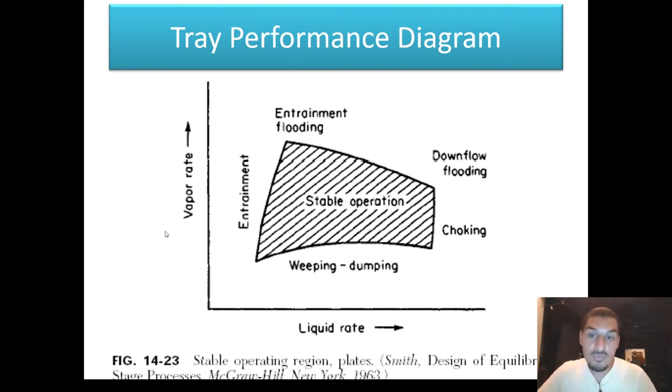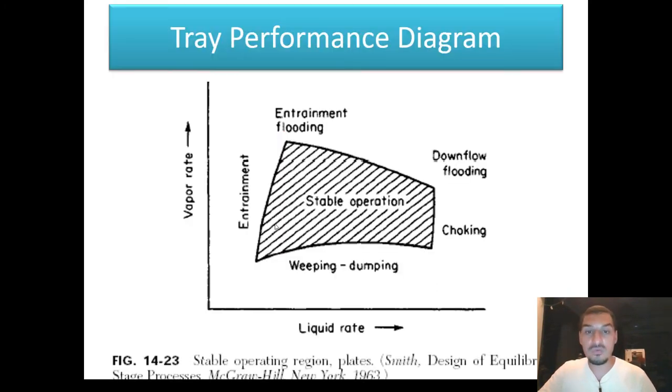the total filling of the tray, so that the liquid cannot push the vapor. For small vapor flow rates, we will have what we call weeping, and by weeping we mean that instead of the vapor going through the holes of the tray and going up, the liquid is dripping from the holes. So it's kind of the tray is weeping, it's crying. So that's why we call it weeping. For very high vapor flow rate, we'll have again the entrainment problem. So the optimum conditions are anywhere inside this dashed area.